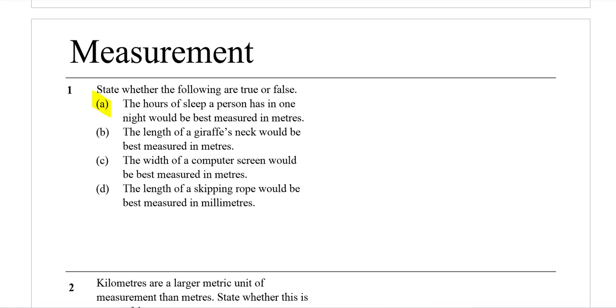Okay, today in our booklet we are up to measurement, which should be a good topic because it's the most recent one that we've done. So I hope this will be a nice easy one to go through today.